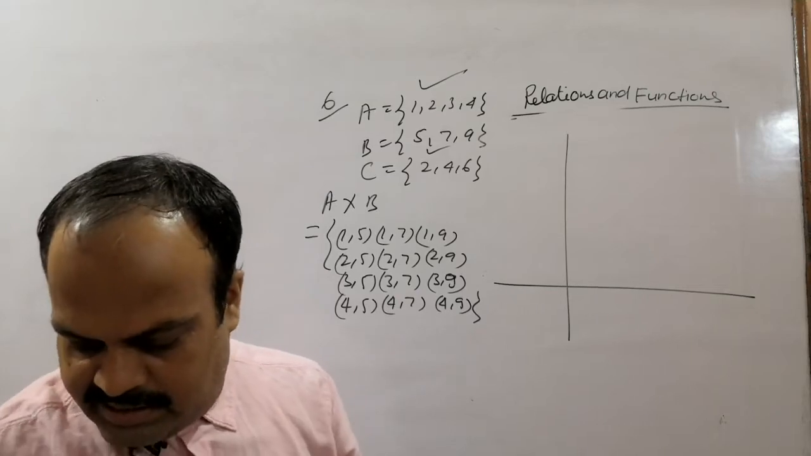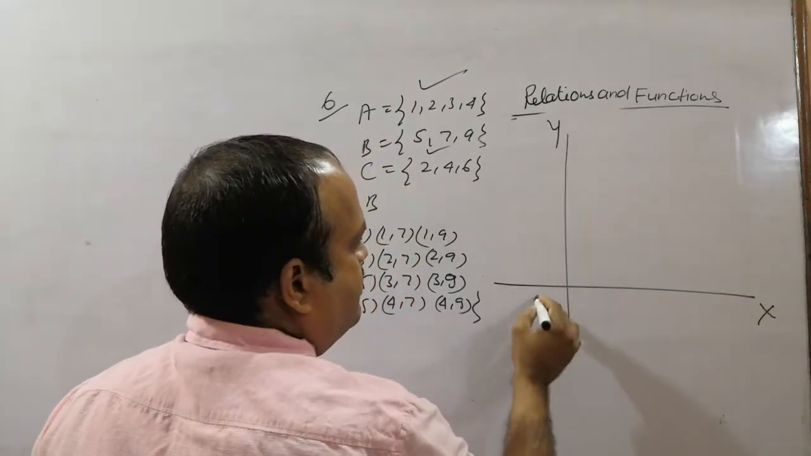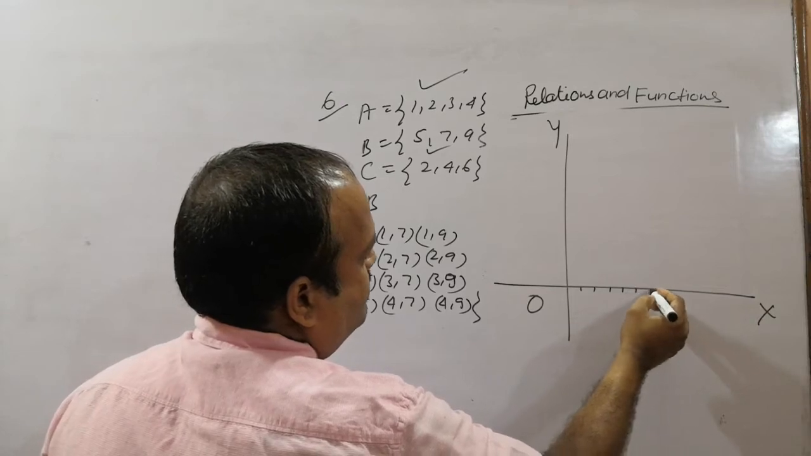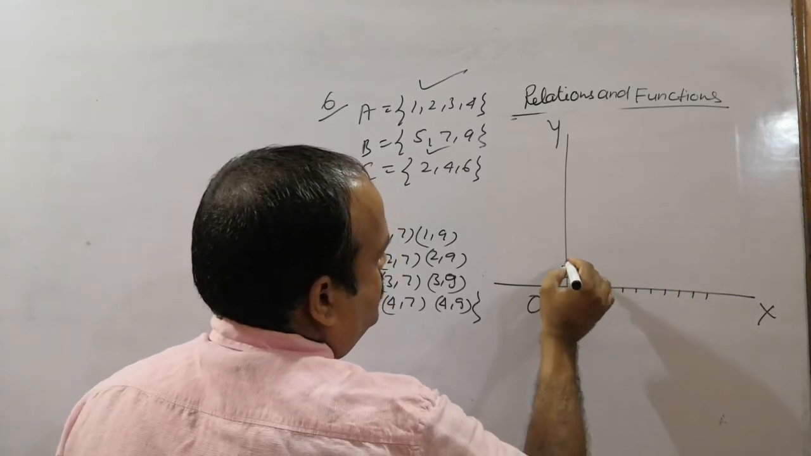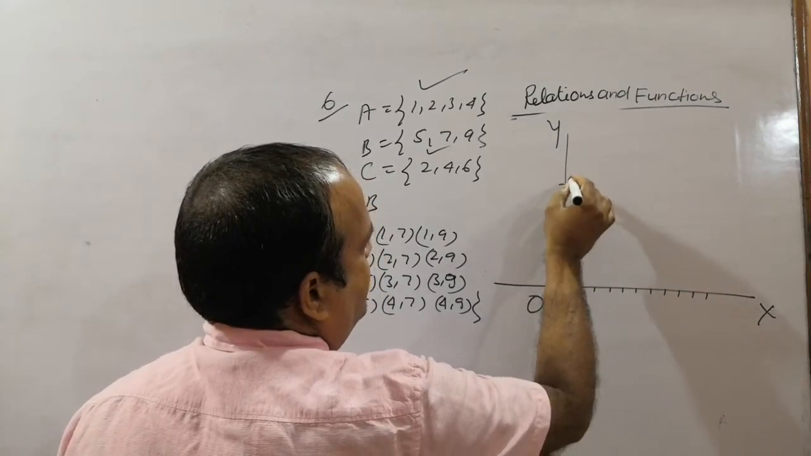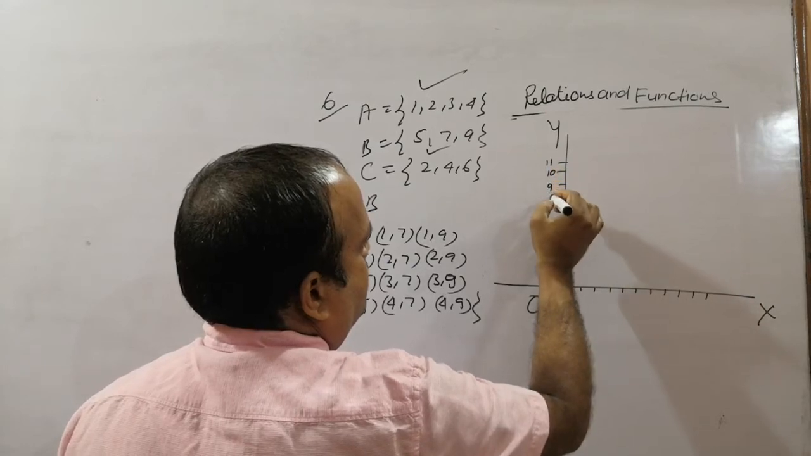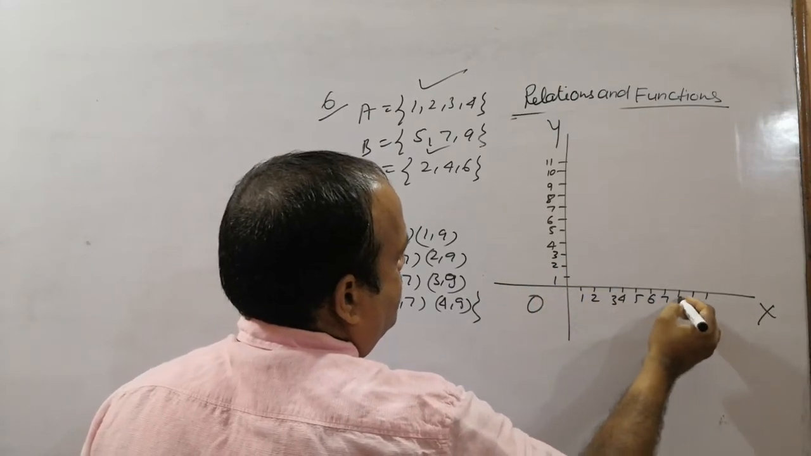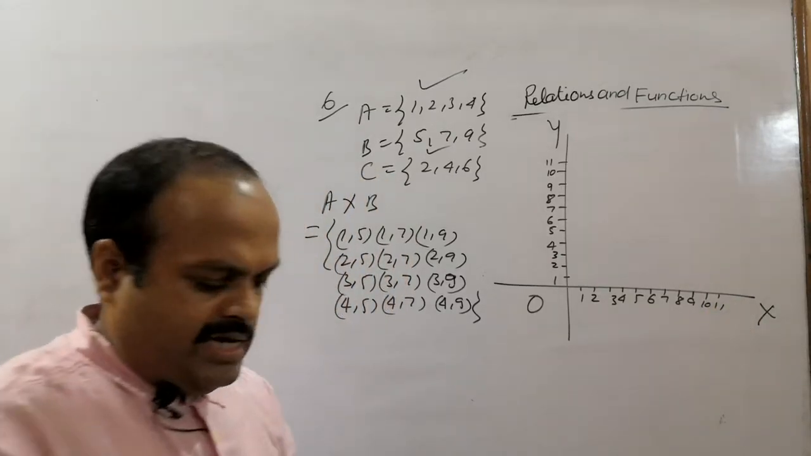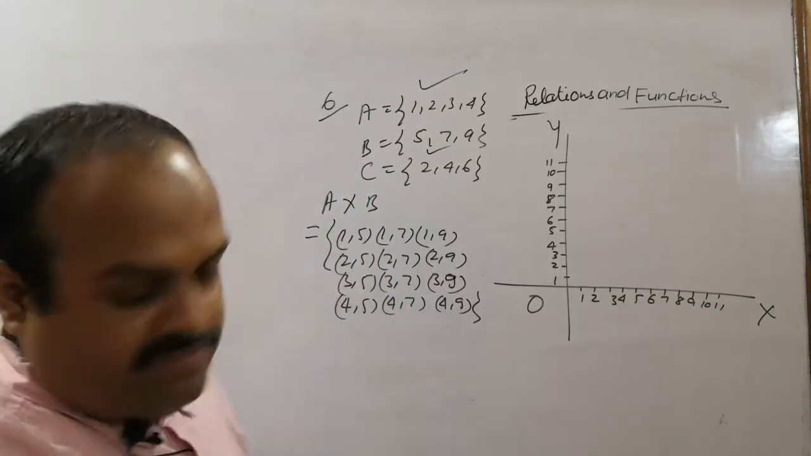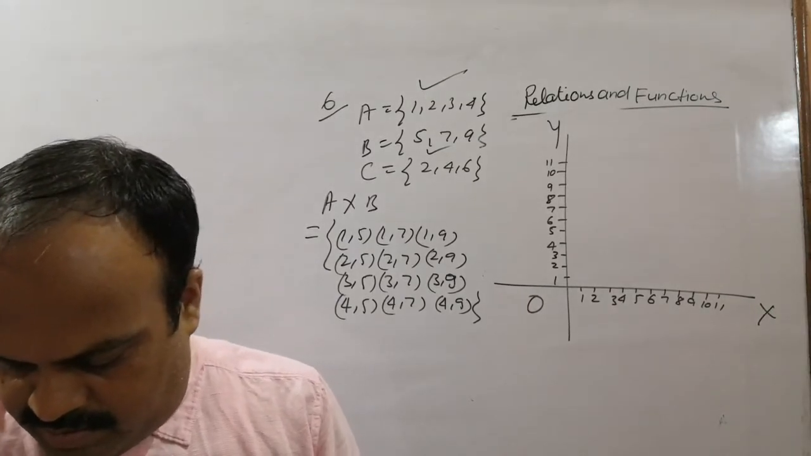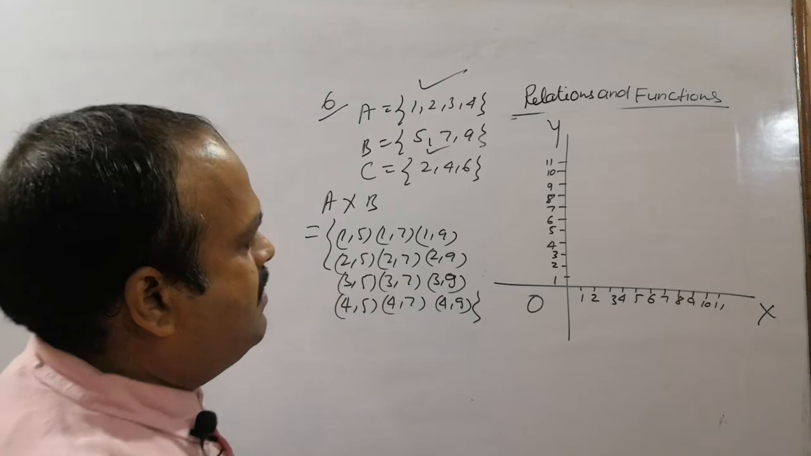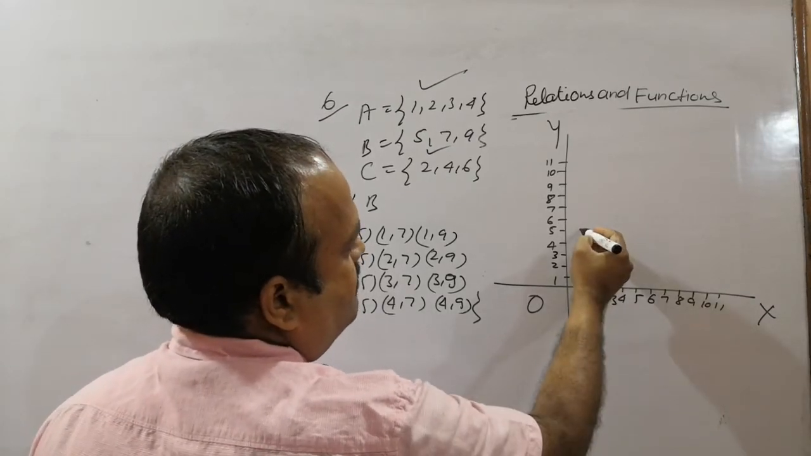Draw the coordinate axis. Mark 1, 2, 3, 4, 5, 6, 7, 8, 9, 10, and 1, 2, 3, 4, 5, 6, 7, 8, 9, 10, 11. Okay? So the first is 1, 5.